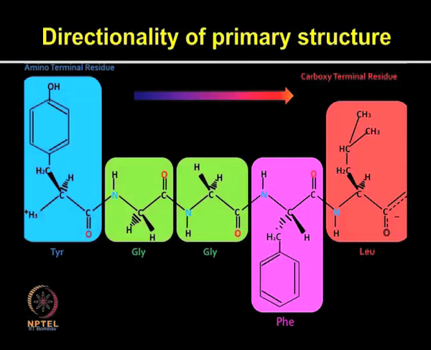Now, what is the directionality of the primary structure? The polypeptide chain has polarity. One end is the alpha amino group and the other end is the alpha carboxyl group. The amino end marks the beginning of any polypeptide chain.